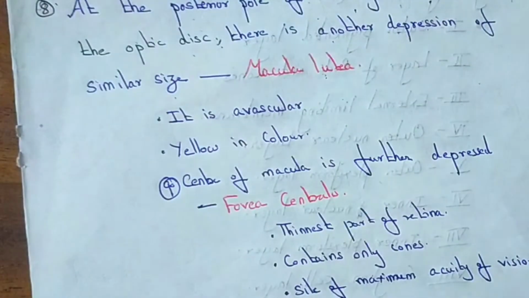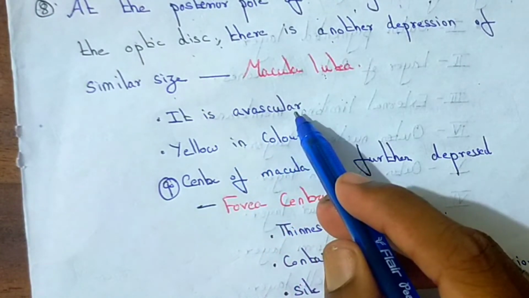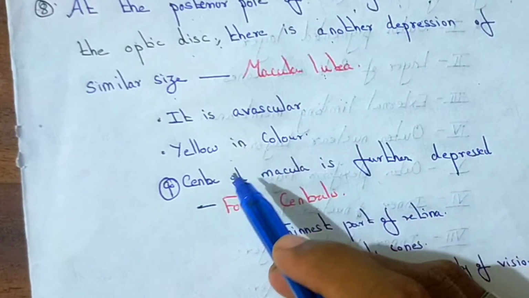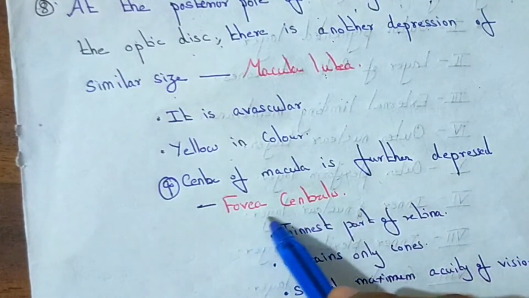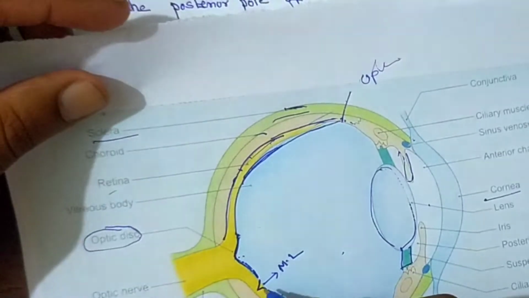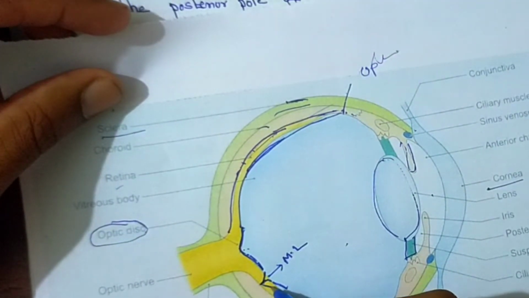Got it? It is avascular. There is no blood supply in the macula lutea. It's yellow in color, and the center of the macula is further depressed to form the fovea centralis. The center of the macula is this. This is further depressed to form the fovea centralis. Got it?